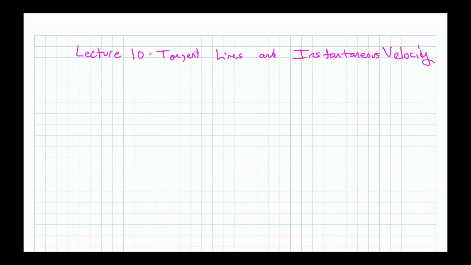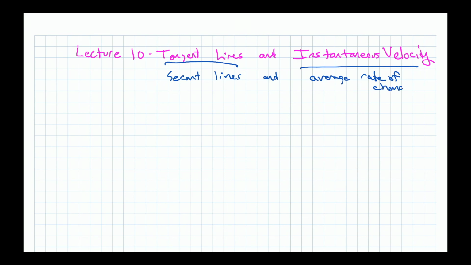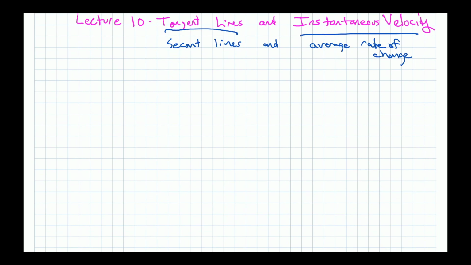Hi guys, so what we're going to be talking about in this lecture is tangent lines and instantaneous velocity. This is a continuation of what we did last time, which was secant lines, and we didn't have instantaneous velocity, but we had average rate of change, which we could have also called average velocity. So this is very, very closely related to the previous lecture. So let's talk about it a little bit.